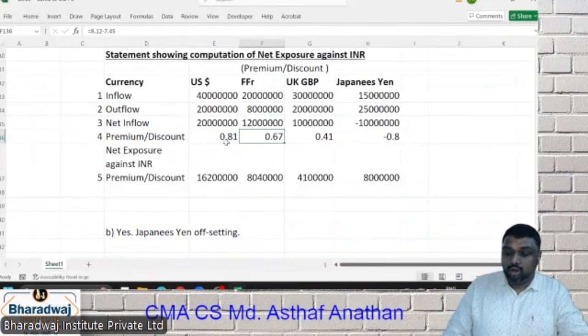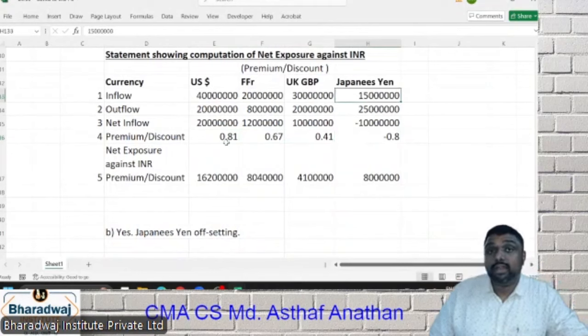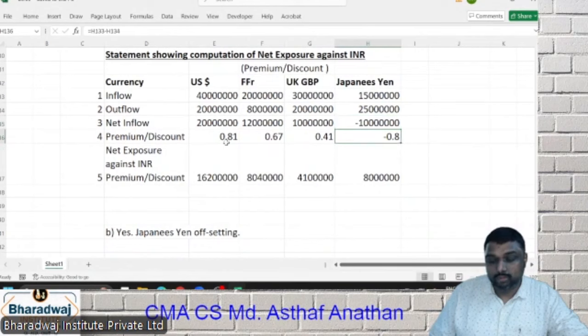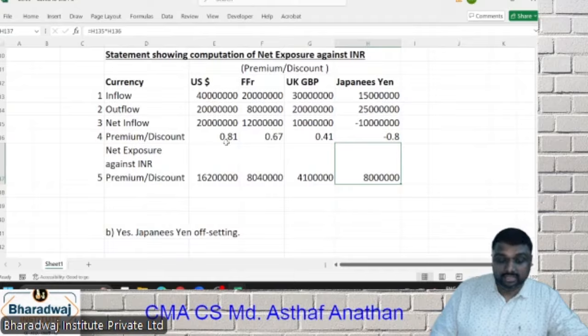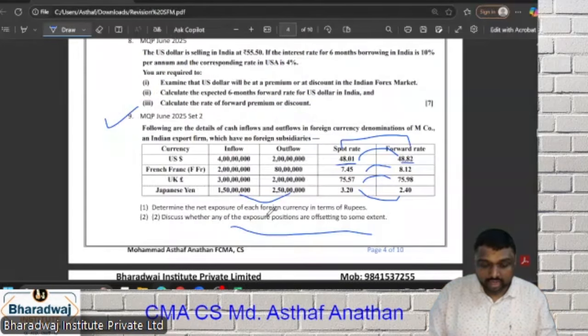Now all these, got it. Here 15 minus 25, you will get minus 10. Here also minus, so minus minus you will multiply. You will get what? Positive. Is there any offsetting? The second part they are asking: is there any offsetting?